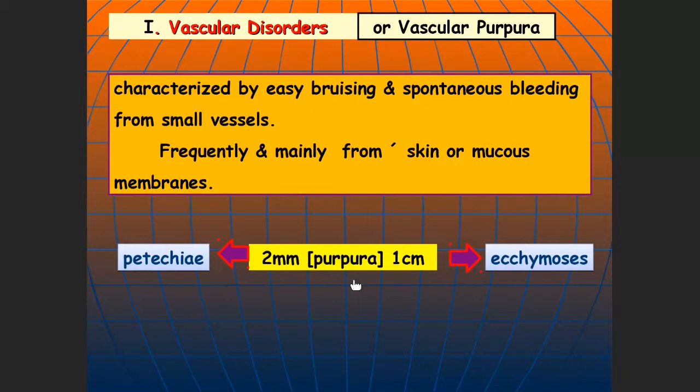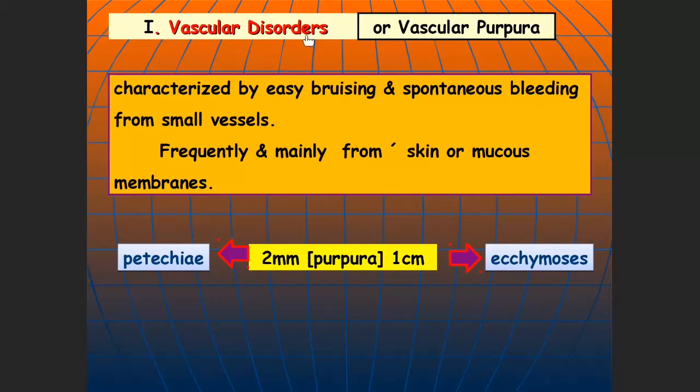So, bleeding in the skin is of three types according to the size. It can be very small, petechial hemorrhages. It can be middle size, and this is purpura. It can be large. This is ecchymosis. This is to start with.